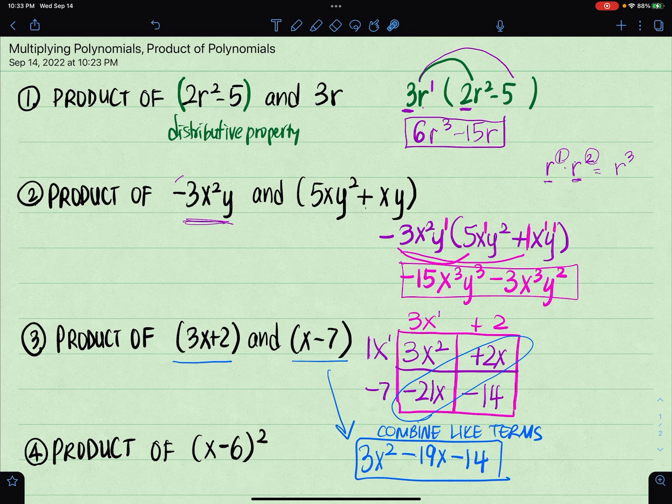Now, I'm not going to do this last one thoroughly, but just so you understand, if I were to ask you, what does 4 squared mean? 4 squared means 4 times 4. Well, it's the same idea here. If I say x minus 6 squared, I simply want you to find x minus 6 times x minus 6. So to do this problem, you just need to do the box.